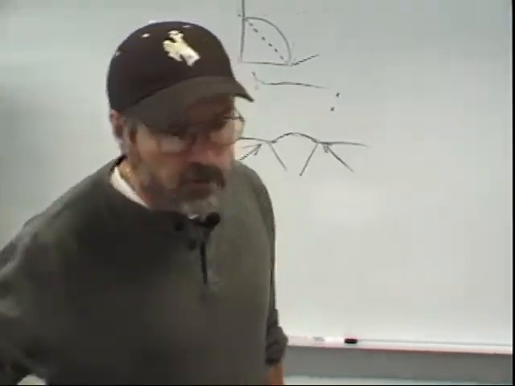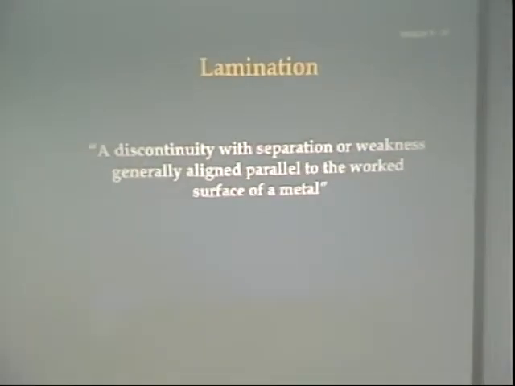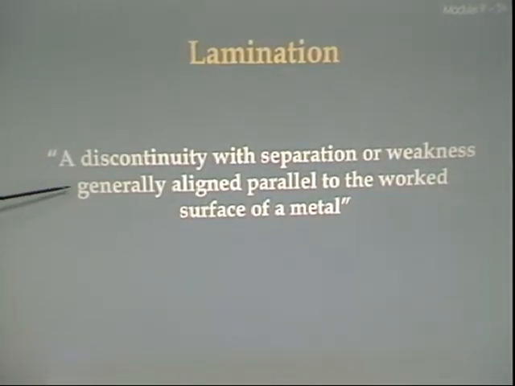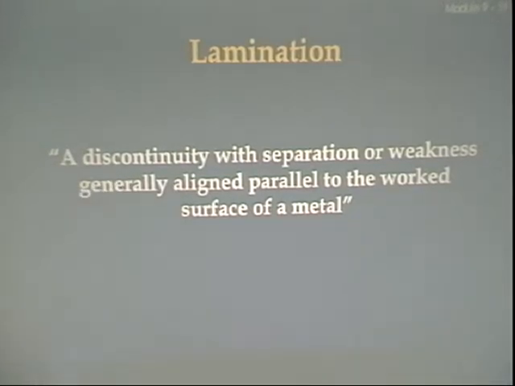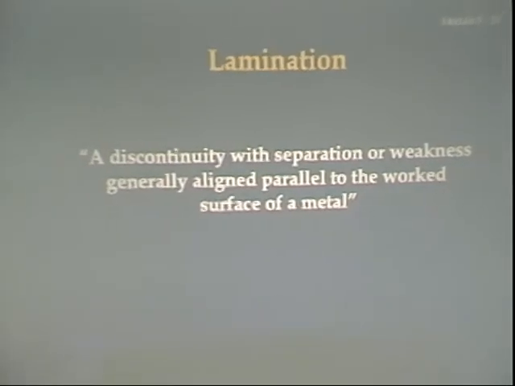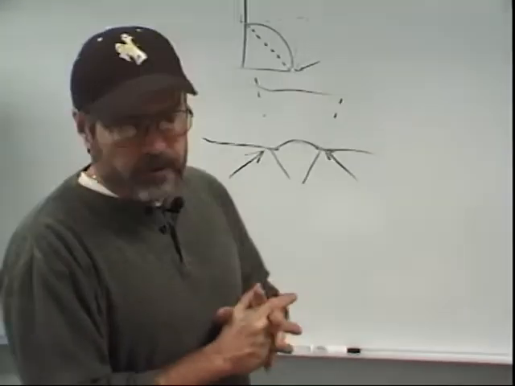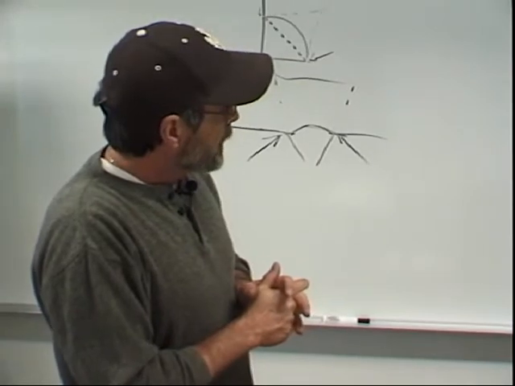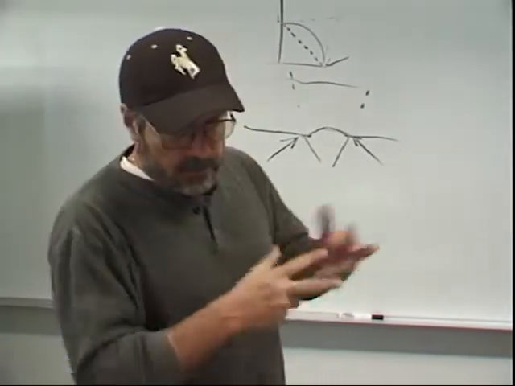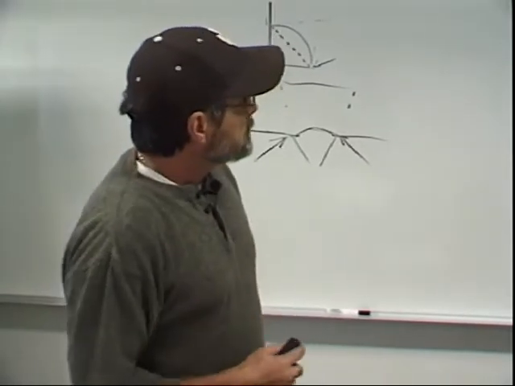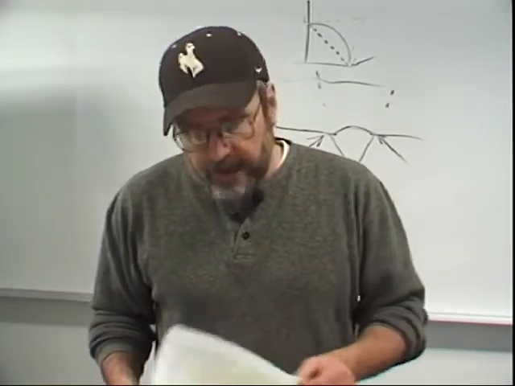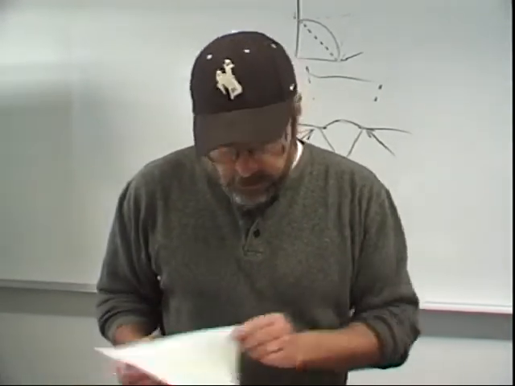And that brings us to a lamination. A lamination is a discontinuity with separation or weakness aligned parallel to the worked surface of a metal. I like my explanation better. Think of it as being a sandwich. They call them stringers. You get stringers in the layer, in the matrix, and when the material is rolled out, they elongate, and it's an interruption of the base metal, and it's done at the foundry. So put a bullet by that and highlight that on page 921.